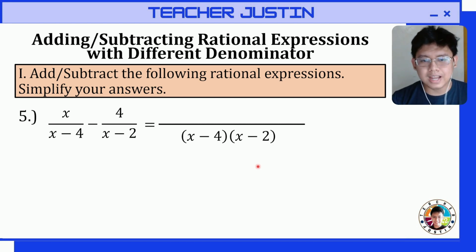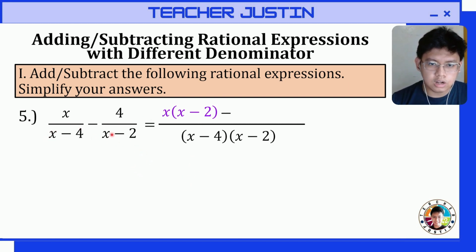So, we will just multiply x minus 4 and x minus 2, and that will be our least common denominator. And since ang ginawa natin is minultiply lang natin yung denominator to get the LCD, our next step will be cross multiplication. So, pwede natin gamitin yung butterfly method. We can apply cross multiplication to get our new numerator. Okay? So, we have x minus 2 times x, that will be x times the quantity x minus 2. Then we copy the operation minus, then apply cross multiplication ulit, x minus 4 times 4. So that will be 4 times the quantity x minus 4.